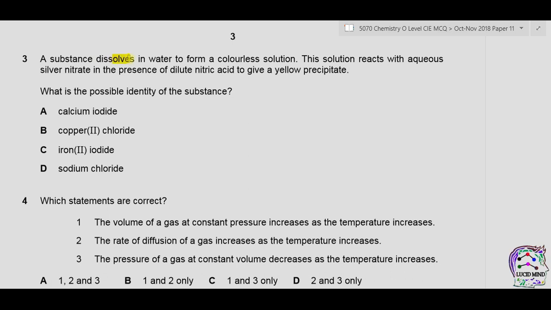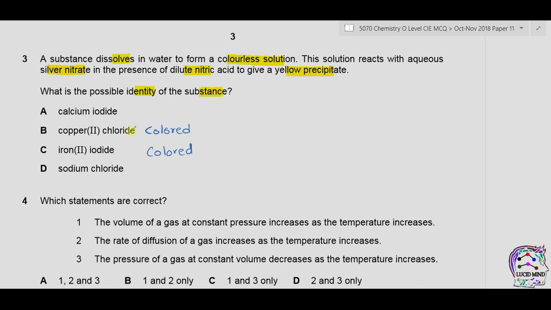Question 3. A substance dissolves in water to form a colorless solution. This solution reacts with aqueous silver nitrate in the presence of dilute nitric acid to give a yellow precipitate. What is the possible identity of the substance? First thing is that the substance dissolves in water, it means it is soluble. Now all these salts are soluble: calcium iodide, copper chloride, iron iodide and sodium chloride. But we can see that copper 2 chloride and iron 2 iodide, as copper 2 and iron 2 are members of transition elements, so therefore they will form colored solution instead of colorless.